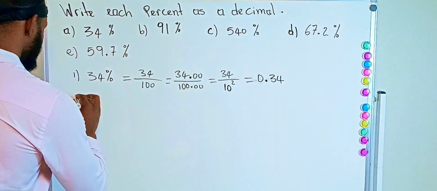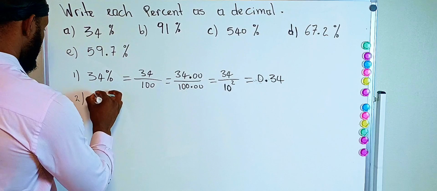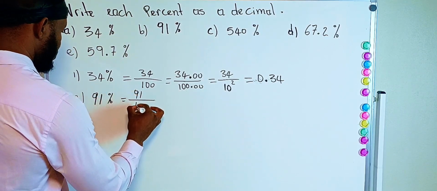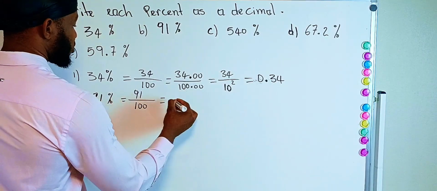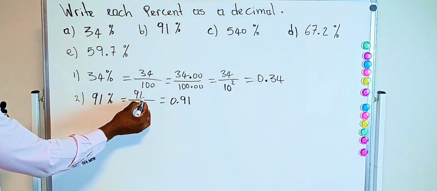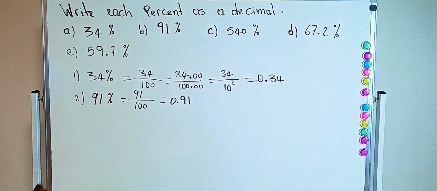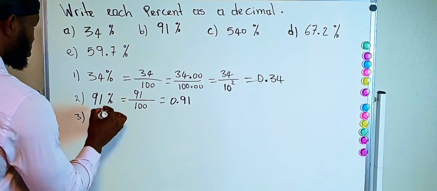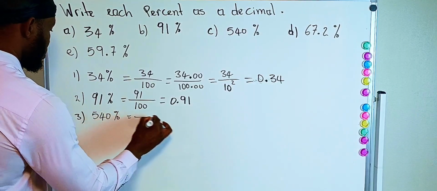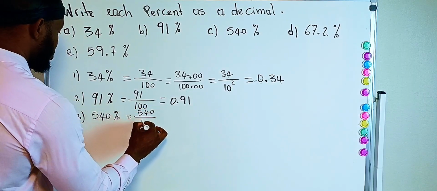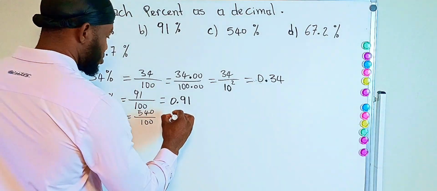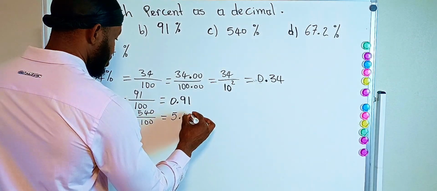So let's go real quick for the second one. We got 91%, which is going to equal 91 over 100. The answer for that is going to be 0.91, since you move the decimal point 2 times to the left. The third one is going to be 540%. So it's like you have 540 over 100. We know to move the decimal point 2 times, that's going to be 5.40.